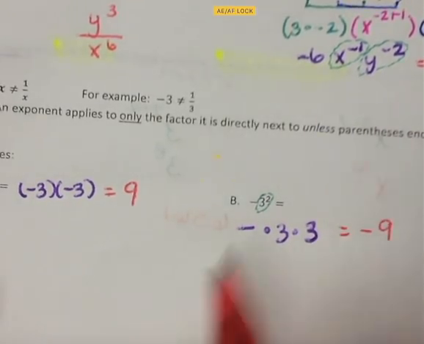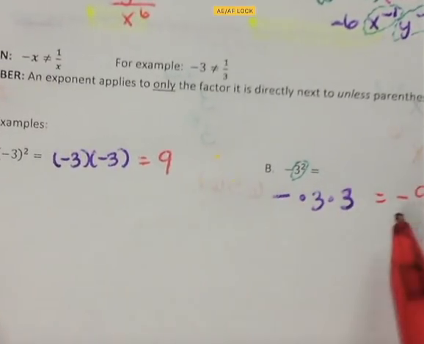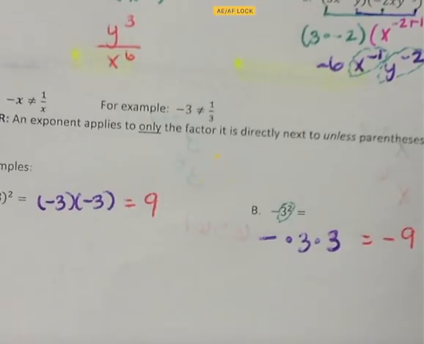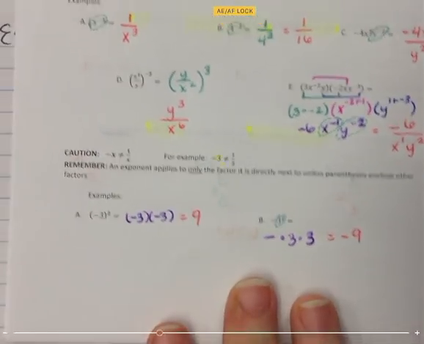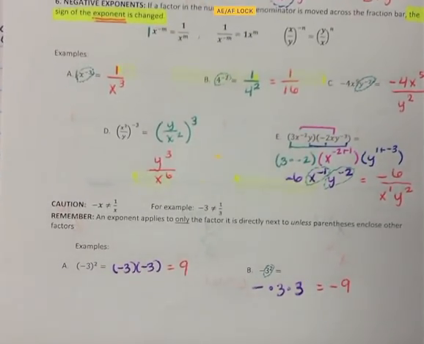So they look the same. The problems look the same, but they aren't the same because of those parentheses. That's why I've always said be very careful about knowing your parentheses. These are exponent rules. These have all the exponent rules on there with examples. So just make sure you're very careful about what your exponent is attached to.